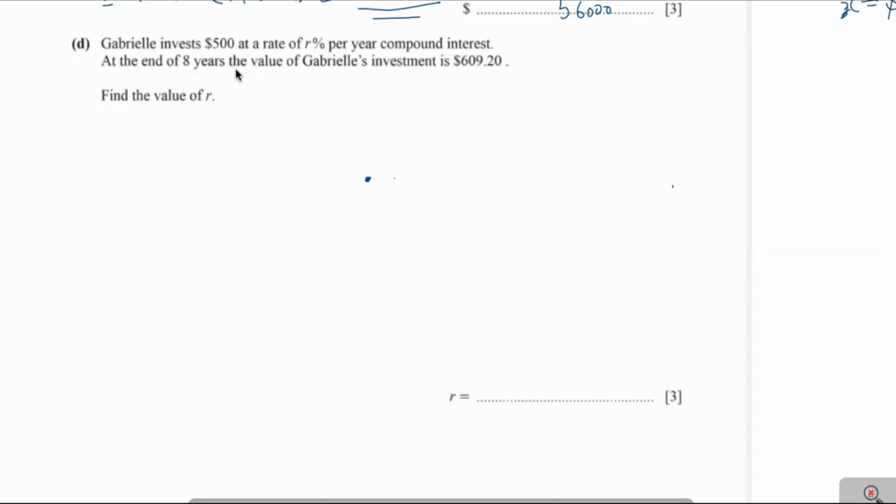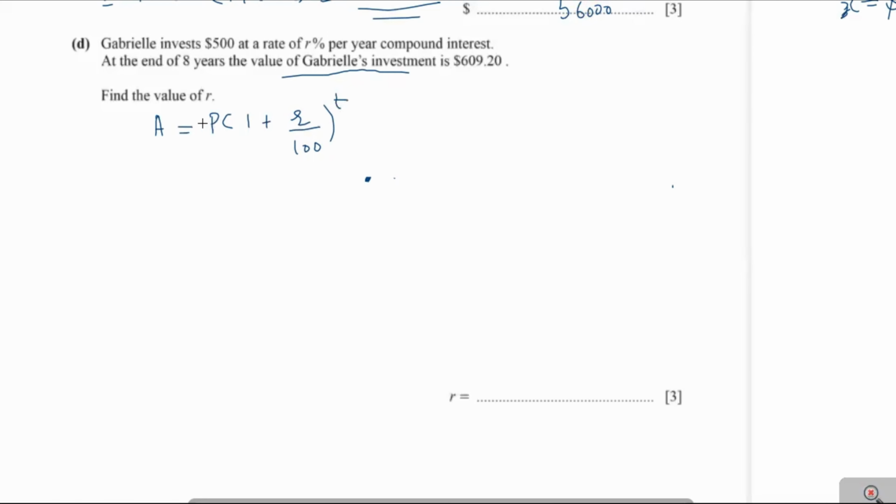Part D. Gabriel invests $500 at a rate of R% per year compound interest. At the end of 8 years, the value of Gabriel's investment is 609.2. Now, find the value of R. We use the formula of compound interest. This is the amount to be paid in compound interest. That's A will be equal to P into 1 plus R over 100 power T.